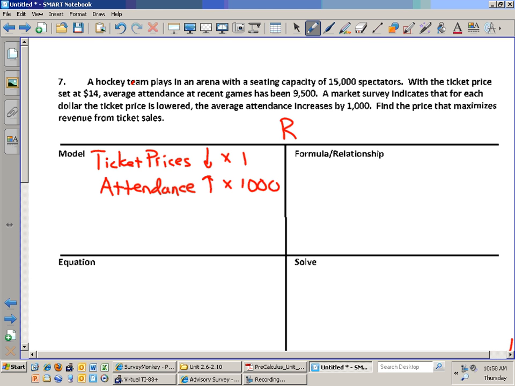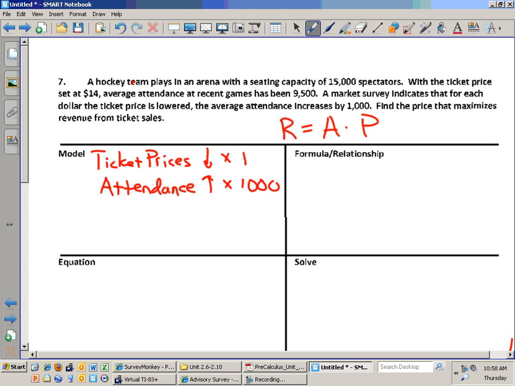How would I calculate revenue? How much money would you get from an individual game? How would you calculate it? Don't give me numbers, give me an expression. Okay, revenue is equal to attendance times price. So I need to write two expressions. It'll be more than that. But I need to write an expression for the attendance, and I need to write an expression for the price.